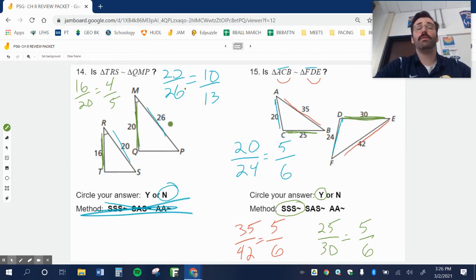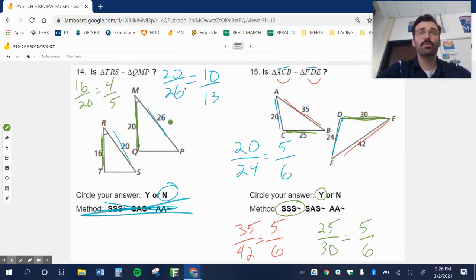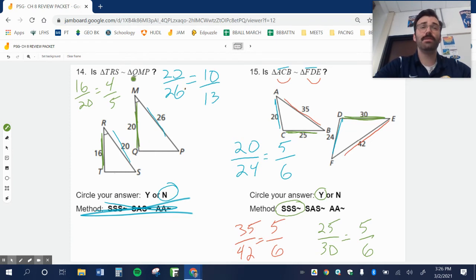If you looked at this one, some people might have just assumed that they were similar, but it's not a good idea to assume that. You got to test it. Same idea here. This last one could have been 5 over 7. That would have messed everything up. All right, so test all three.